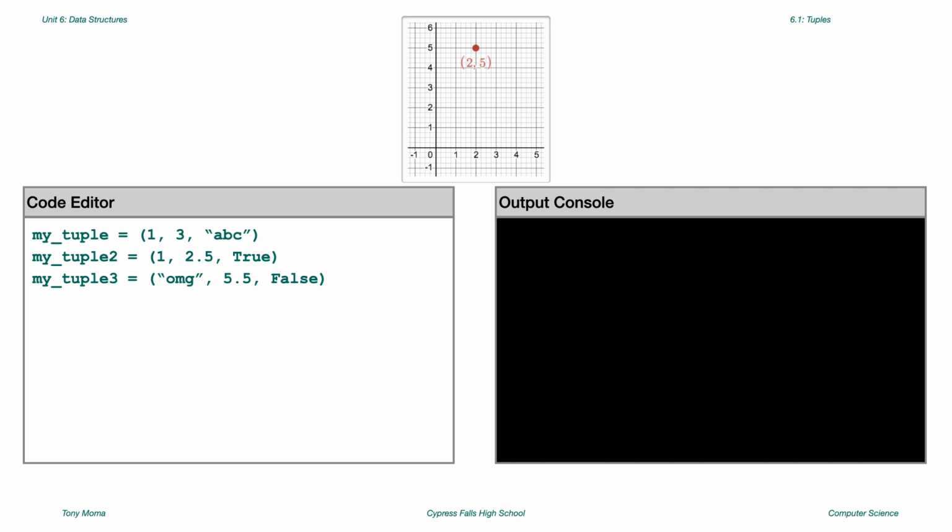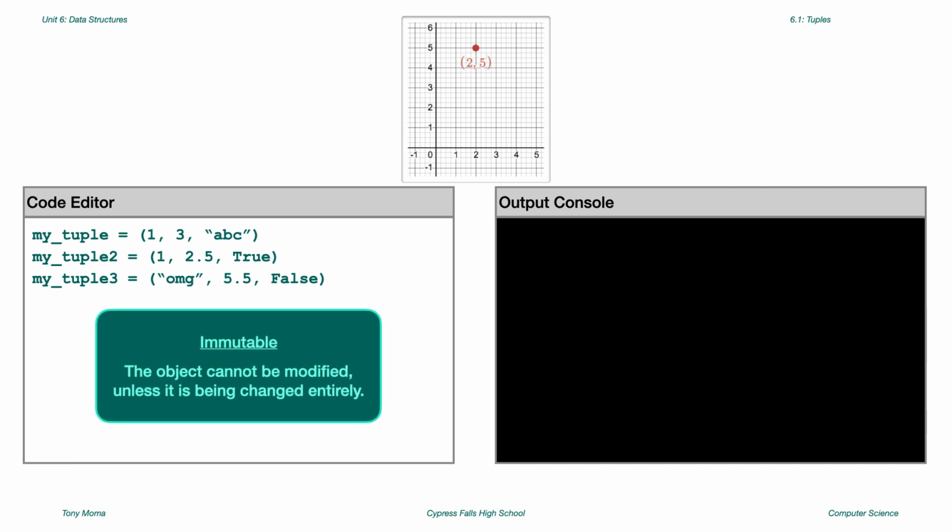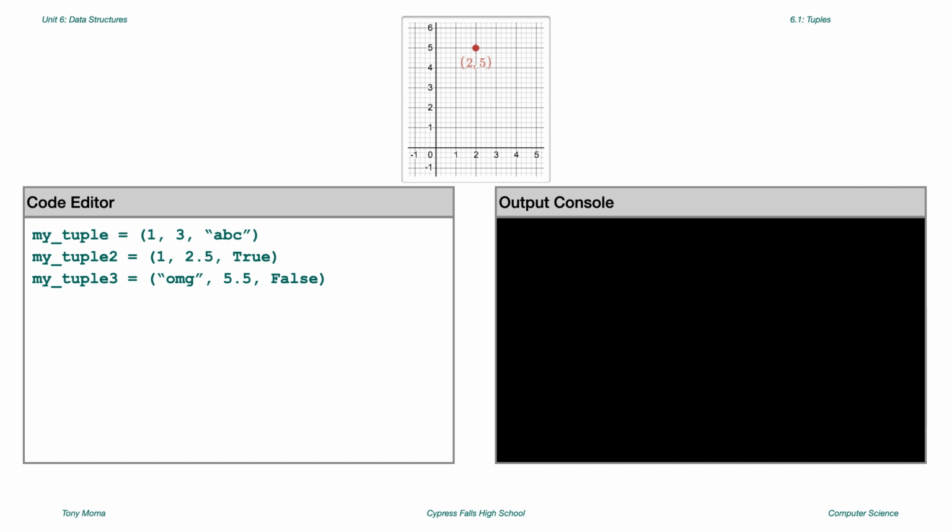Now, what about immutable? What makes a tuple immutable? Well, recall from an earlier video, we defined immutable as being an object that cannot be modified unless it is being changed entirely. Hence, a statement like this, where we're replacing the tuple with a totally new tuple, is totally legal. What we cannot do is try to partially modify the tuple. I can't try to change just one part of the tuple or a fraction of it. Either replace the tuple entirely or keep it the same.